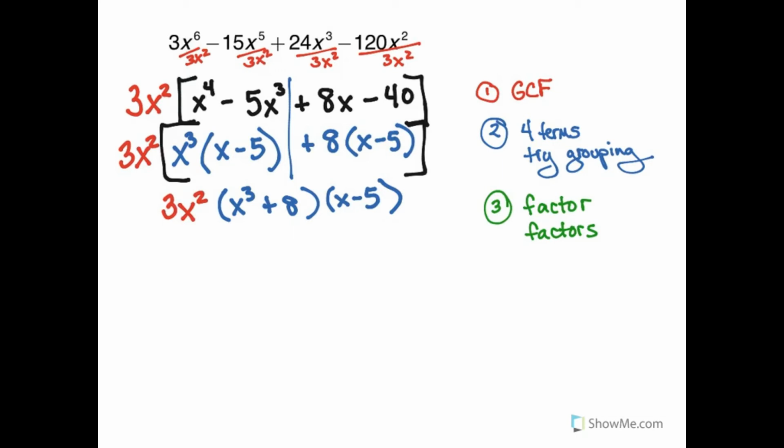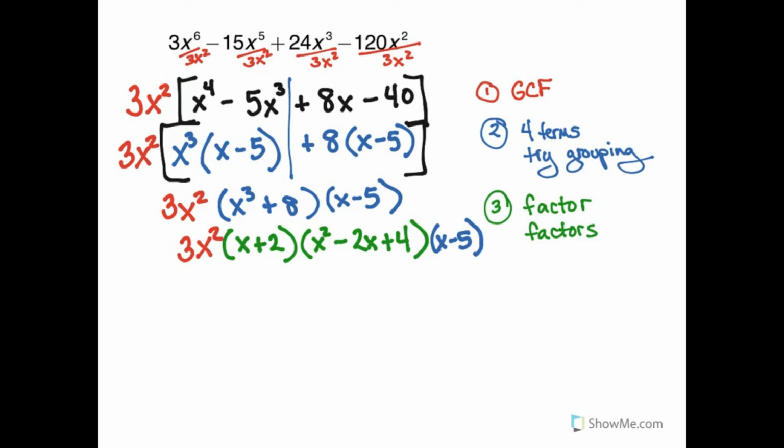Well, now I look at the factors x cubed plus 8 and x minus 5, and I say, hey, I have a sum of cubes. X cubed plus 8 is a sum of cubes. It's the same as x cubed plus 2 cubed, so it factors to x plus 2 times x squared minus 2x plus 4. And 3x squared and x minus 5 are still there. Well, we know the second quadratic in the sum of cubes is not factorable, so that means we're done.